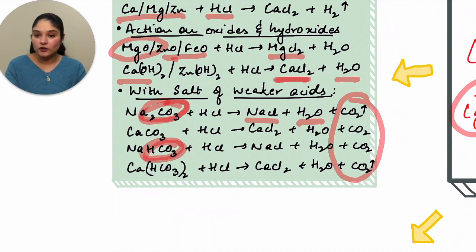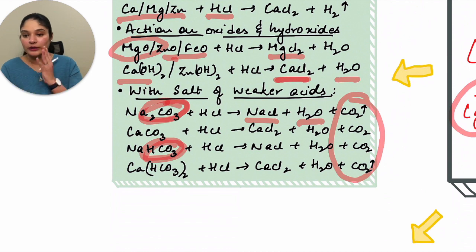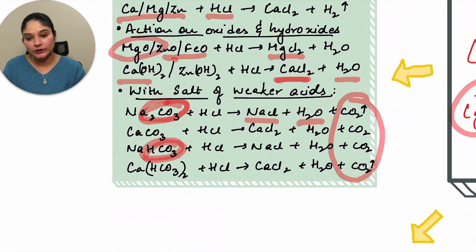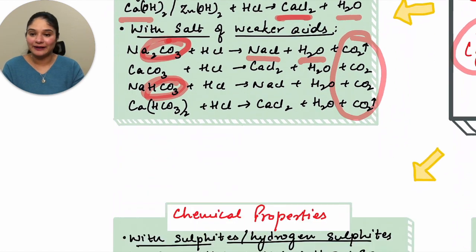So if you are not sure of the answer, you have a carbonate reacting with the metal, make sure that you are giving out carbon dioxide and water and whatever salt you can make. So let's look at that. Na2CO3 plus HCl gives NaCl plus H2O plus CO2. And similarly, you have for bicarbonates.